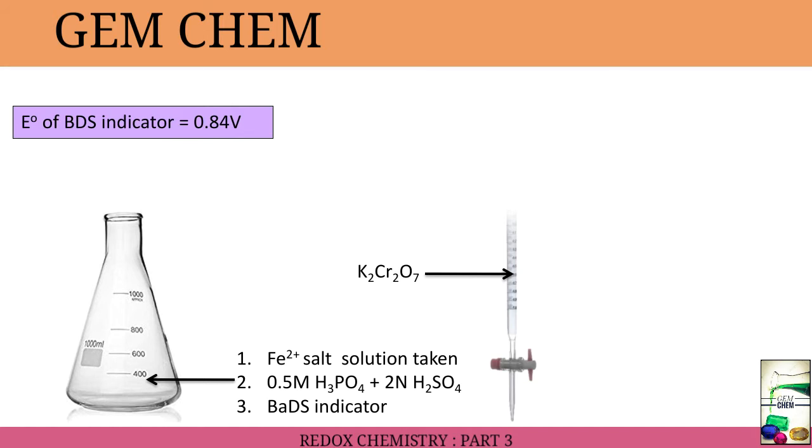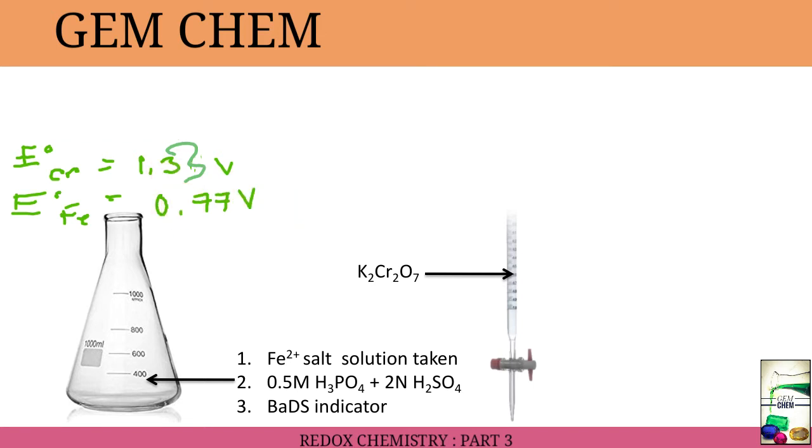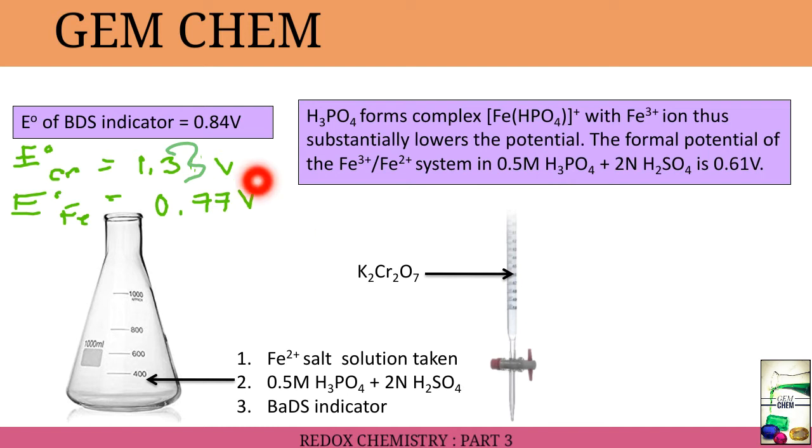And we know that the E0 for chromium is near about 1.3, and for the iron system it is about 0.77 volt. So this indicator lies somewhere between these two values. Now why is phosphoric acid used? It forms a complex with Fe3+ ions, thus substantially lowering the potential, and the formal potential of this system under this condition, that is 0.5 molar H3PO4 plus 2 normal H2SO4, becomes 0.61 volt.